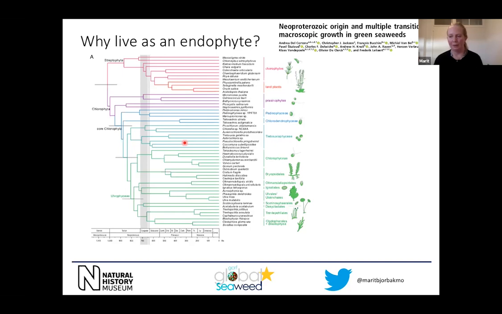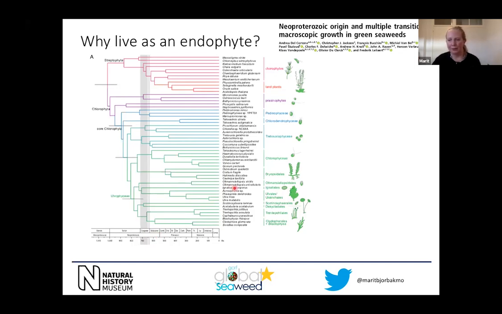And the origin of an endophytic lifestyle in some Ulvophyceae is unknown, but however, this group here went through a rapid radiation in the late Neoproterozoic and early Paleozoic era. And this also coincides with the snowball Earth conditions and the Cambrian explosion.